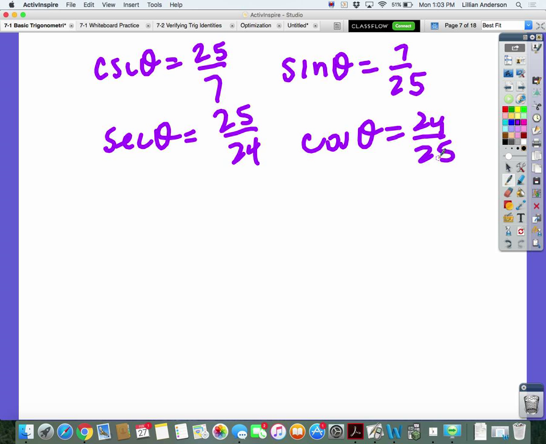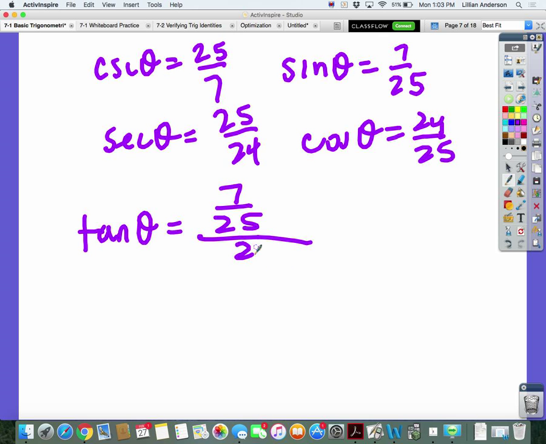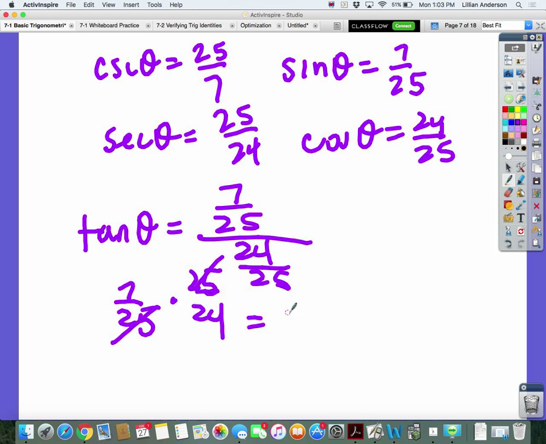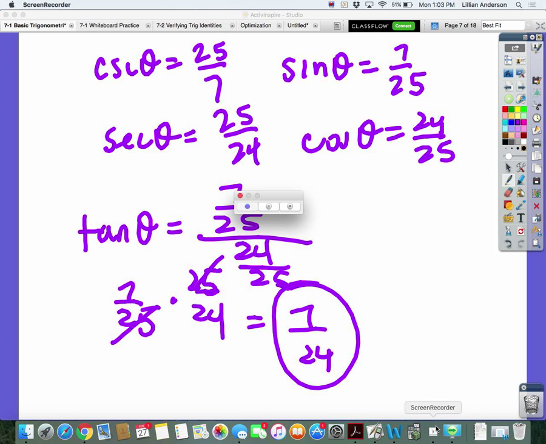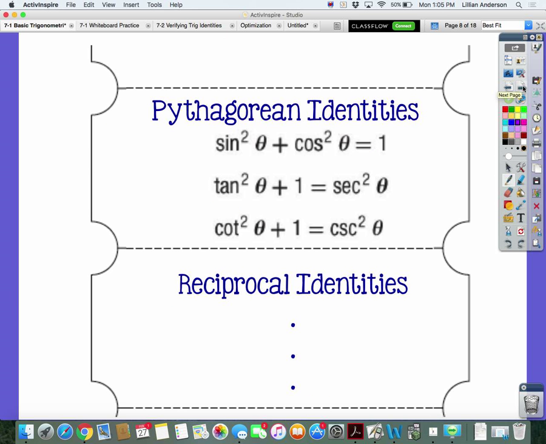A little bit of work would need to be done to help us figure out what tangent is. Tangent is sine over cosine. Simplify that fraction, keep change flip. The 25s cancel out, and your answer is going to be 7 over 24.